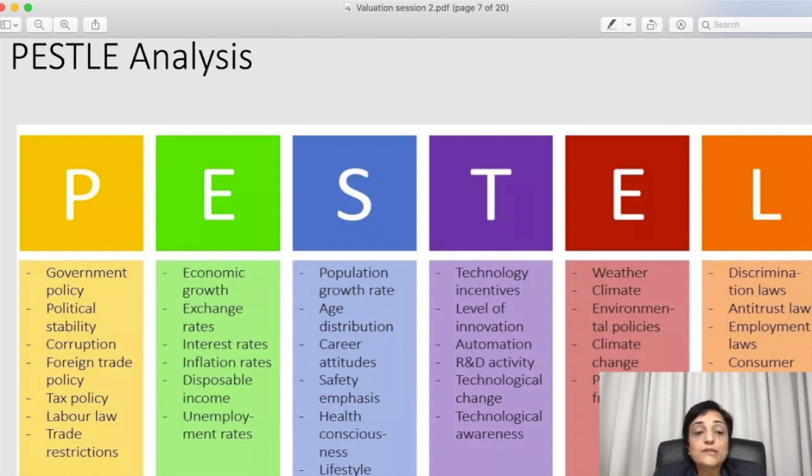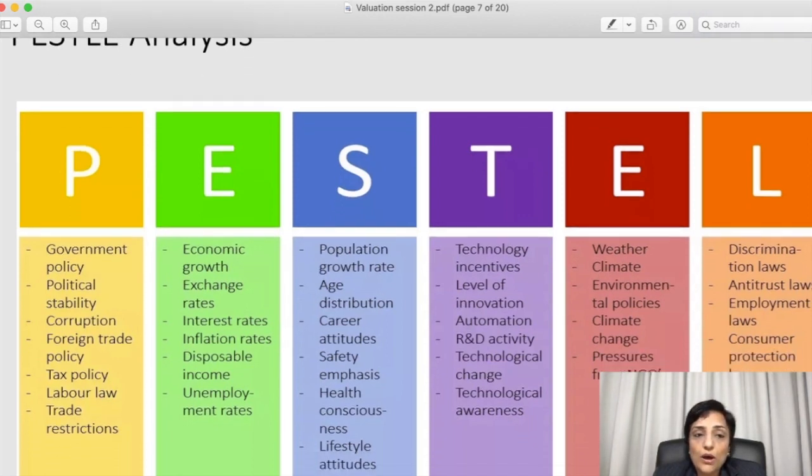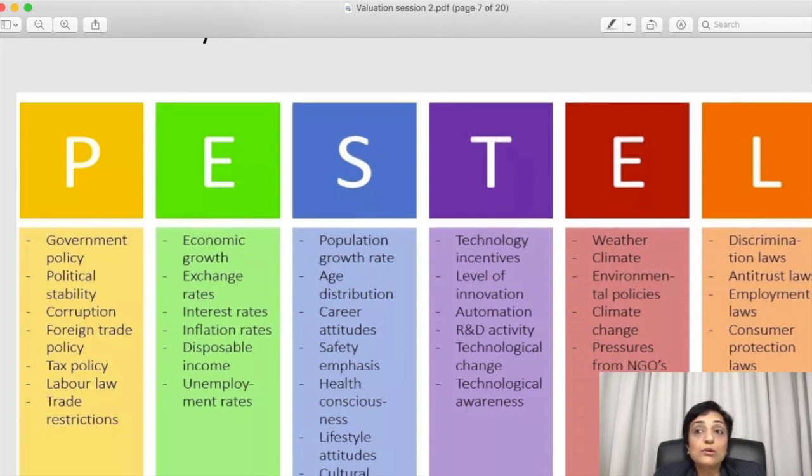Then another one is the labor law and the trade restrictions. That will also impact. So in the economic one, we have to look at what is the economic growth rate. We have to look at the GDP of that country where the business is located, or where you are planning to do the business.